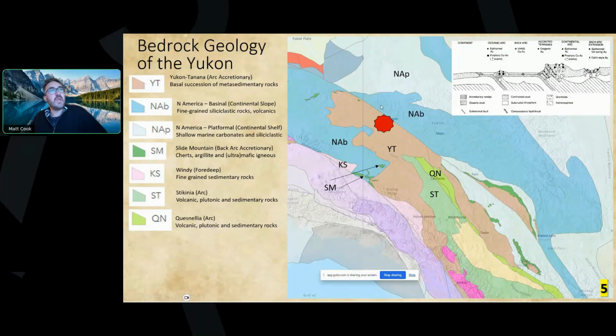So the main bit that we're interested in is the Yukon-Tanana terrane, which is an arc accretionary bit of geology, and it's a basal succession of metasedimentary rocks. So the actual goldfields themselves are located southwest of the Tintina Fault, and it's a major right lateral strike slip fault along which about 450 kilometres of displacement has occurred since the mid-Cretaceous. So the goldfields themselves are mainly underlain by medium to high grade polydeformed Paleozoic metasedimentary rocks and some metaigneous rocks belonging to this terrane.